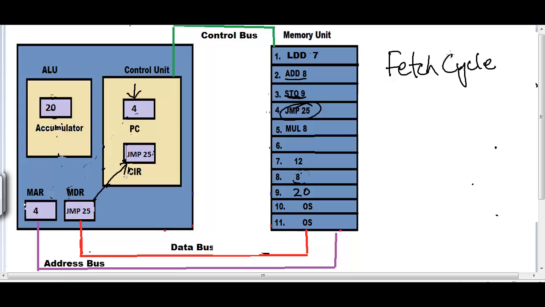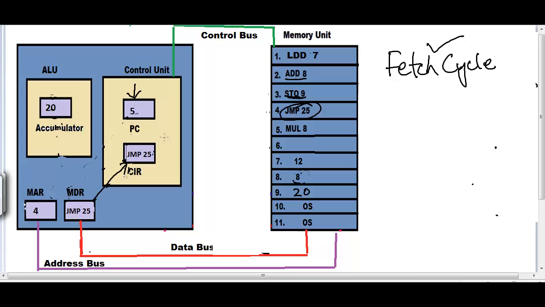Now that this instruction has been brought into the CIR, the fetch cycle is complete. The program counter now increments itself to 5 to indicate that the next instruction to be fetched is from memory location 5. Now that the program counter has incremented itself, the decoding of this jump instruction takes place.